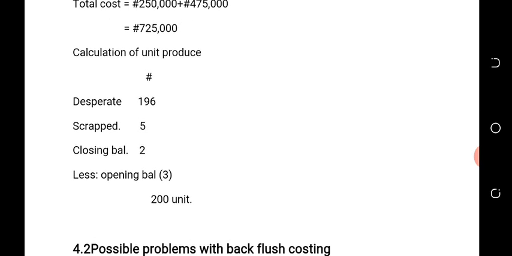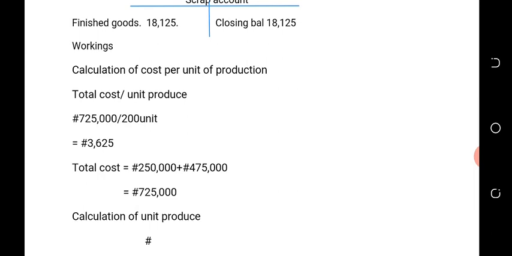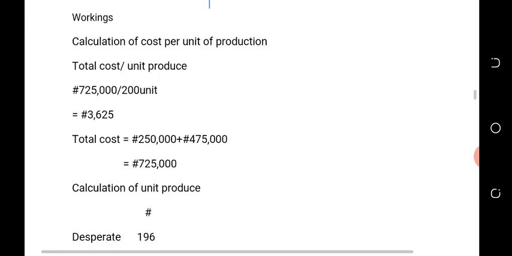Now, if you know what you want to sell, you know what you produce. What you sell plus any scrap that you have during production, you add together. Then you add your closing inventory, then you less your opening inventory. You have the units that were produced. Then you divide the total cost by it, and you have your cost per unit.